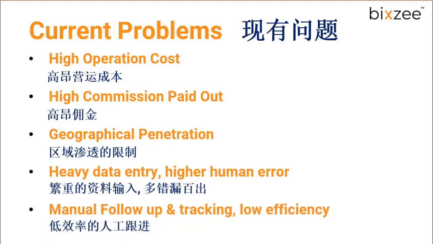Fifth, manual follow-up and tracking. For example, when you are operating in a manual way, when a customer places an order, they always like to call you to ask about the status. They always like to ask when you want to deliver to them. And later on, they will ask, have you sent them the invoice? Have you received the payment? And so on. So it will cause low efficiency in your staff operation.